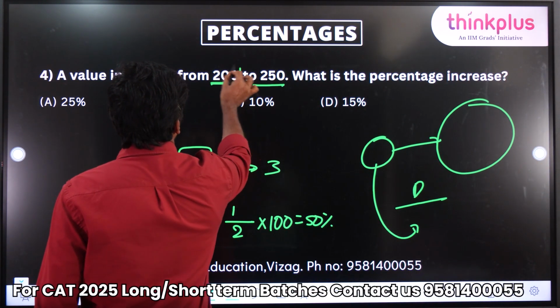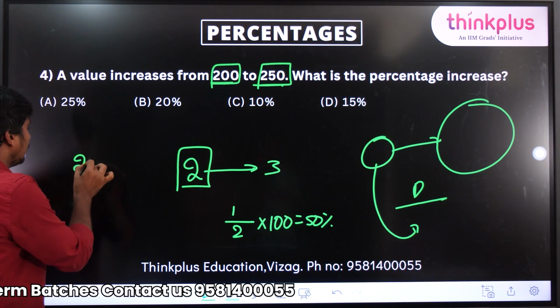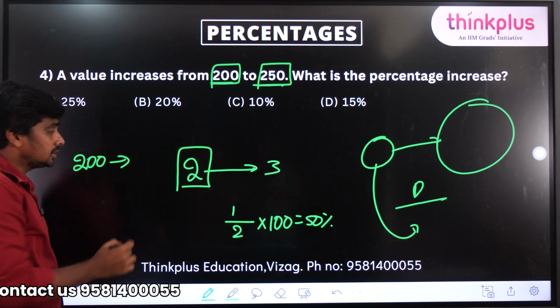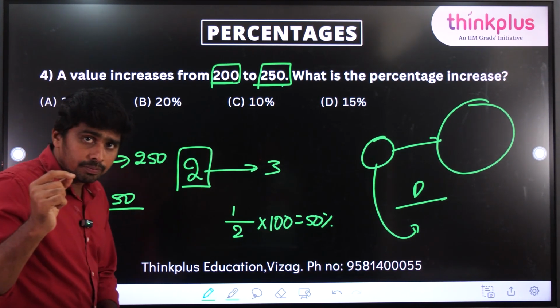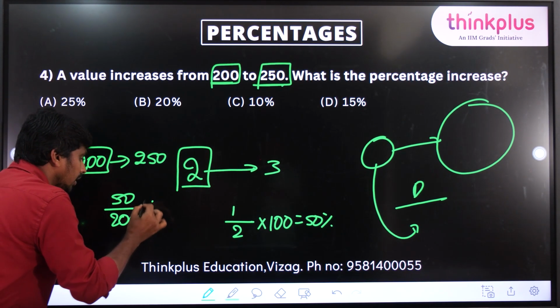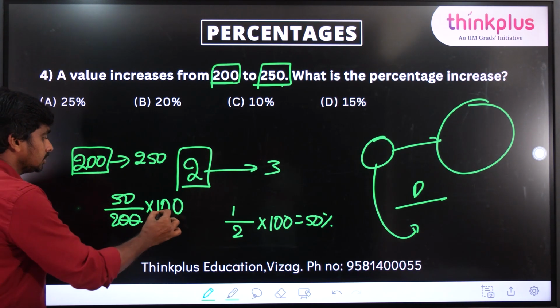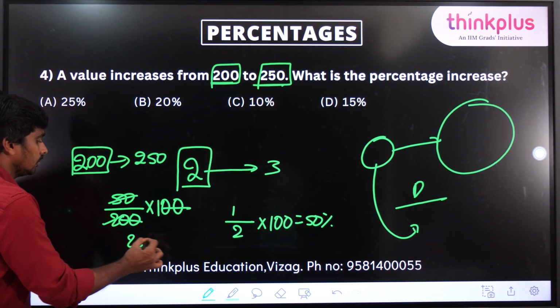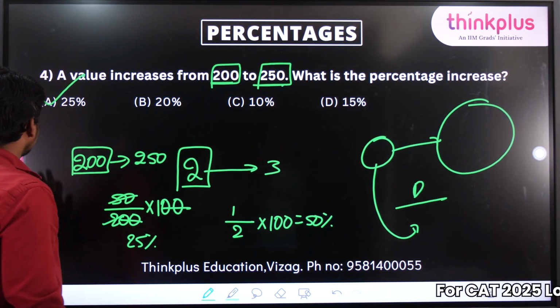Here, what is the base value? 200. Here, what is the final value? 250. That means 200 rupees I invested in the business. By end of the day, I got 250. What is my profit? 50. I got a profit of 50 on the investment of 200, into 100. Every time you should write the base value. So 2 zeros cancel. 2 how many times? 25%. So the answer here is 25%.